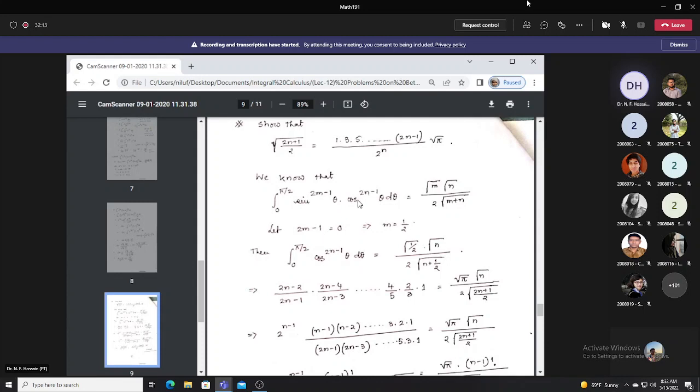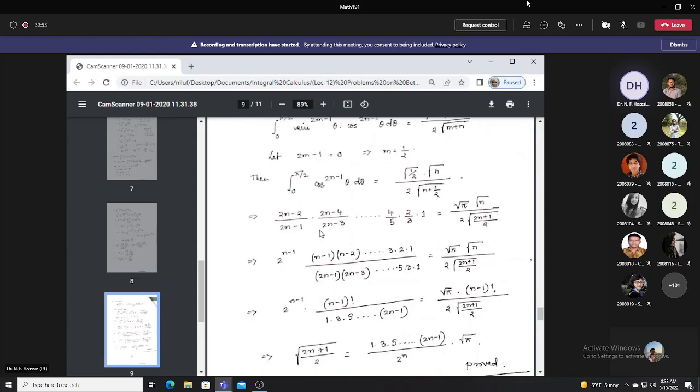So this integral now becomes, with 2m minus 1 equals to 0, there remains only cos to the power (2n minus 1) theta. So here you can use this formula in which m equals to half. It was gamma m into gamma n. Yes, it is cos to the power (2n minus 1). So it should be gamma half into gamma n divided by 2 into gamma (half plus n). Yes, half plus n. So now let us use Wallis formula for the left side integral.